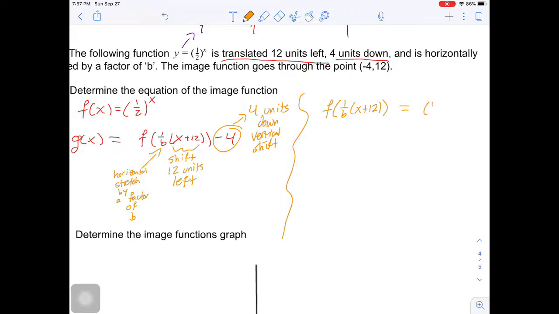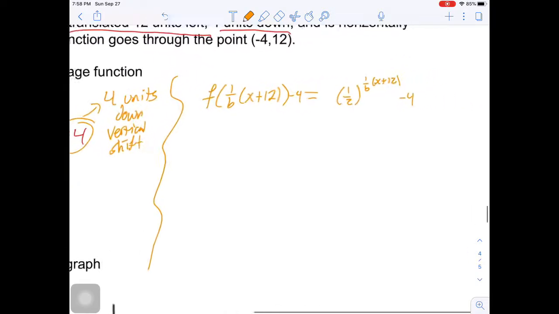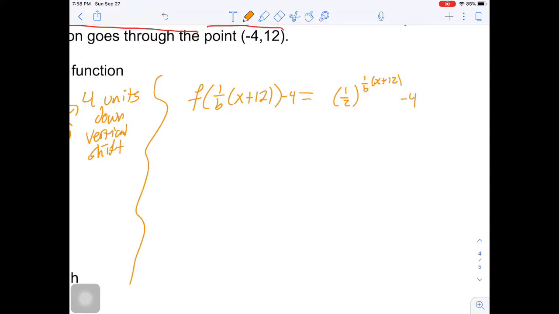So this will be 1 over 2 to the power of 1 over b x plus 12. So look at that. And then again, we can't forget this vertical shift. So we're subtracting this whole thing by 4. And now we have a rough idea of what this equation looks like. So g of x, which is our new equation, is 1 over 2 to the power of 1 over b x plus 12 minus 4.